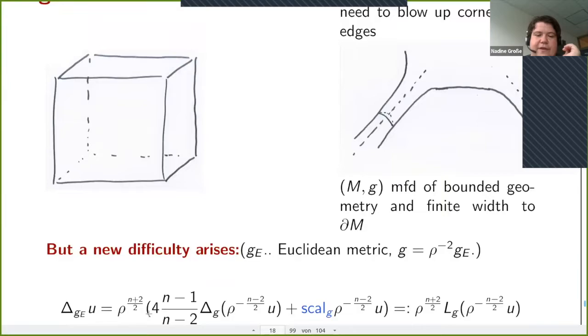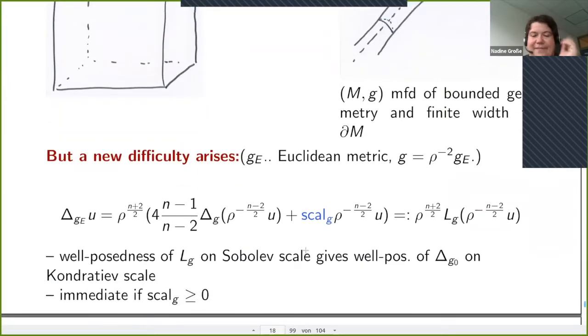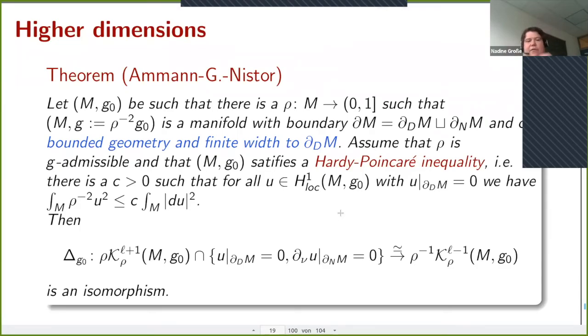And if you do not want to think more, where this immediately works is if after blow up you have positive or non-negative scalar curvature. But of course, it's hard to decide whether you have it or not. What you can always say is that if you start with a stratified domain such that there is a weight function rho that, after blow up, gives a manifold with boundary that has bounded geometry and finite width to the Dirichlet part, then your weight function is G-admissible.